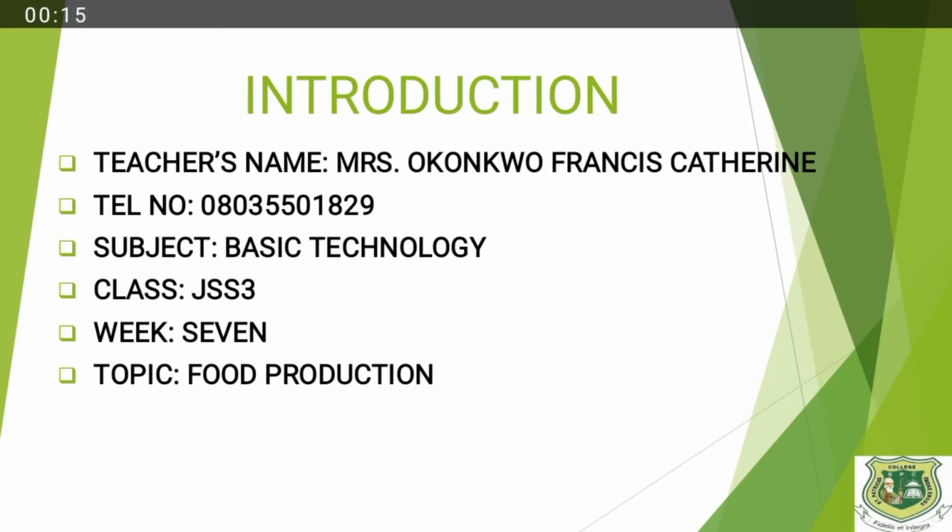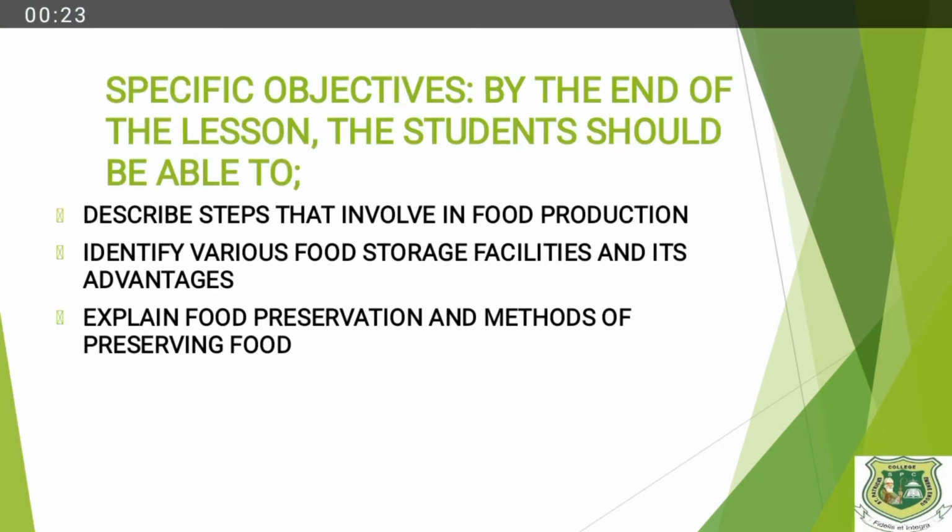JS3. We are in week 7, and our topic for this week is food production. Through the course of this lesson, we will cover areas like the description of cells that involve food production. We talk about identification of various food storage facilities and its advantages. And at the same time, we explain food preservation and methods of preserving food.